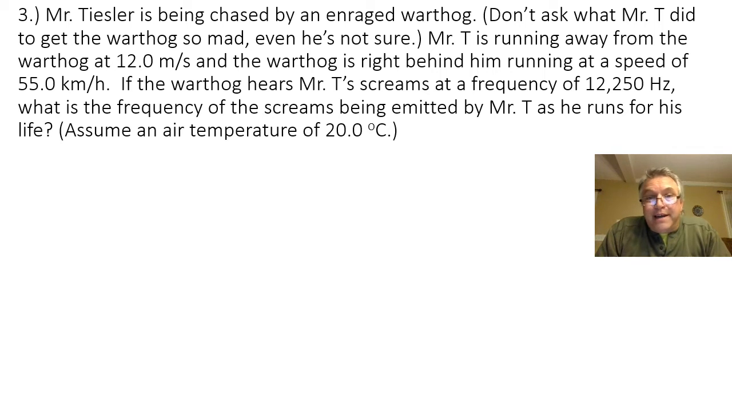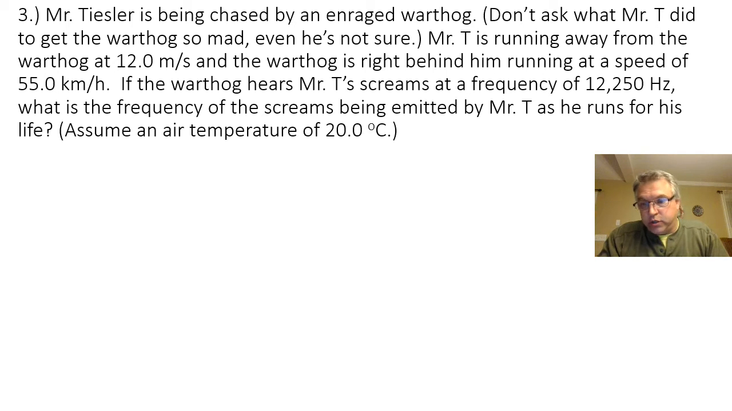Last problem. I am being chased by an enraged warthog. I have no idea what I did to get that warthog so mad at me, but boy, was he really ticked off. All right. I'm running away from the warthog at 12.0 meters per second, and the warthog is right behind me running at a speed of 55.0 kilometers per hour. If the warthog hears my screams at a frequency of 12,250 hertz, what is the frequency of the screams that I am emitting as I run for my life away from this really vicious and just downright mean warthog? And we can assume that the air temperature is 20 degrees Celsius.